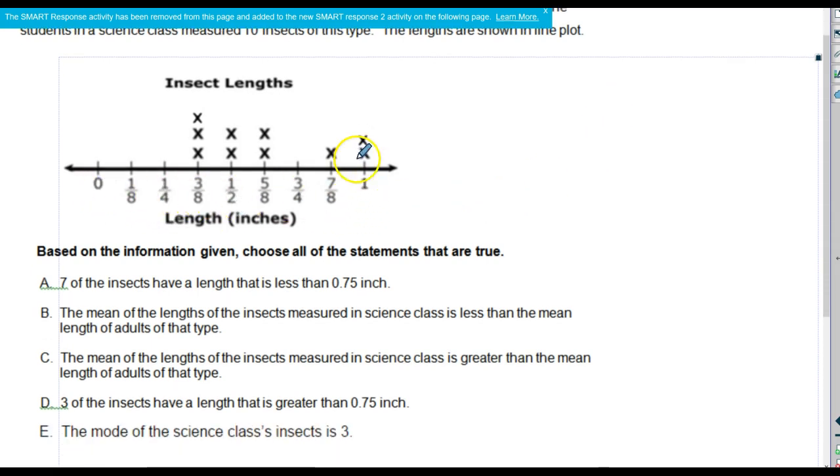Just once again, understanding how to read this, we have 3 insects that fall into 3/8 inches, 2 in 1/2, 2 of them in 5/8, 1 in 7/8 inch, and 2 that were 1 inch long. So based on the information, we will look at all these statements and figure out which ones are true. So it says here 7 of the insects have a length that is less than 0.75 inches.